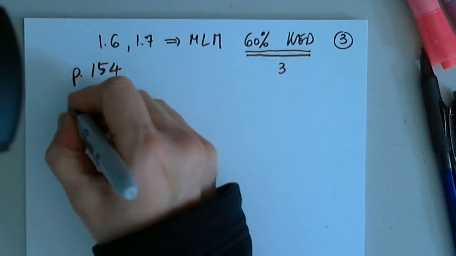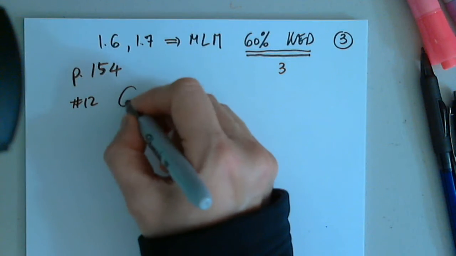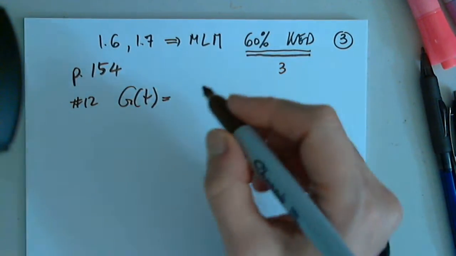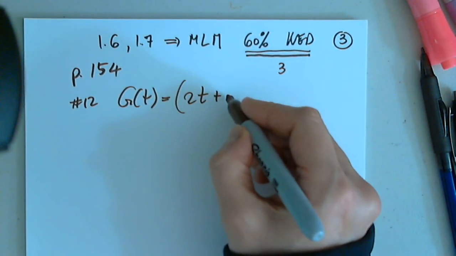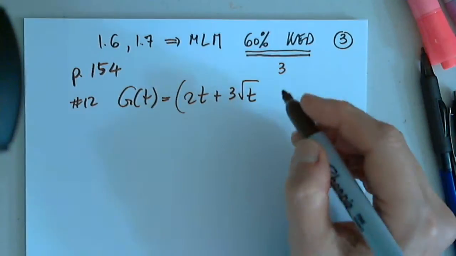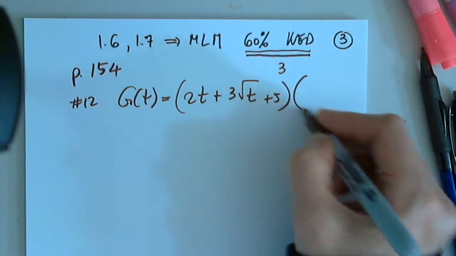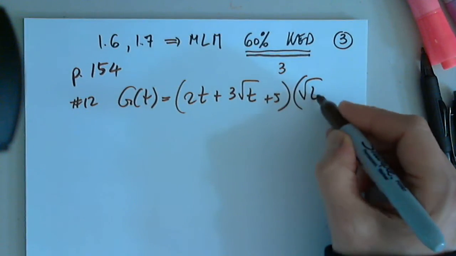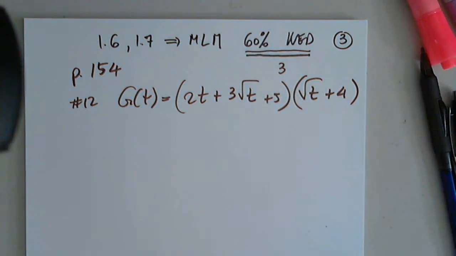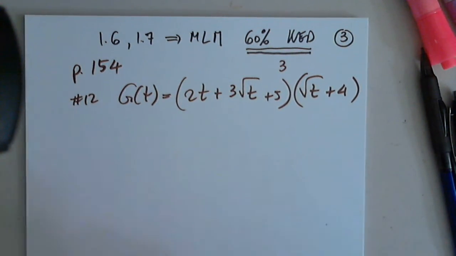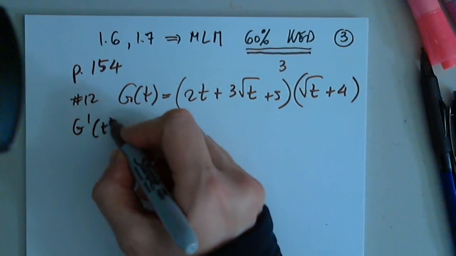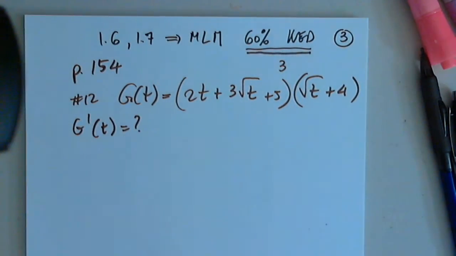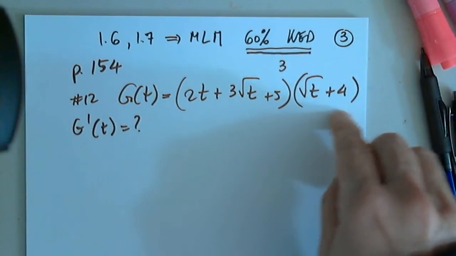Let's say number 12. It's an ugly one. g of t equals 2t plus 3 square root of t, plus 5, multiplied by the square root of t plus 4. And we're asked to find g prime of t using the product rule. I will never use the product rule on this. No, absolutely not. I will distribute.